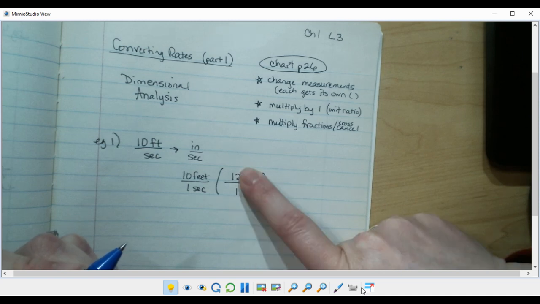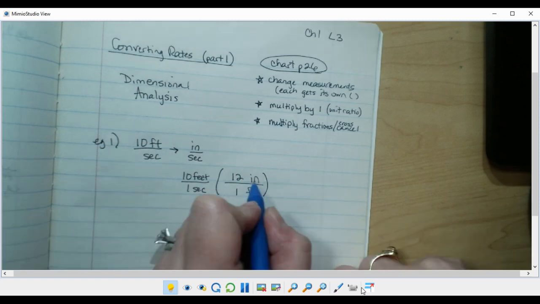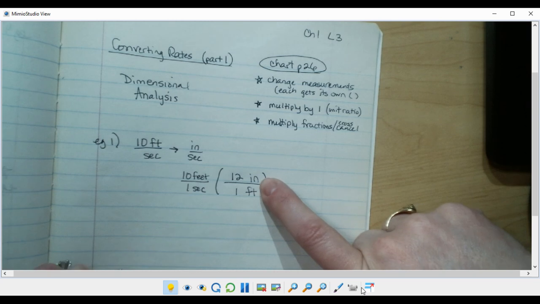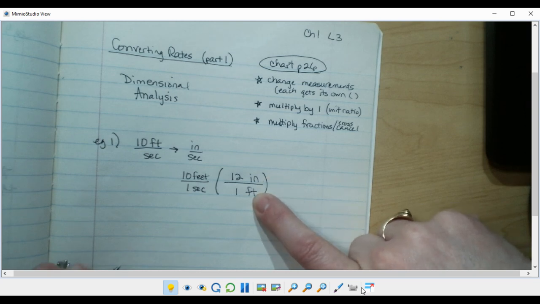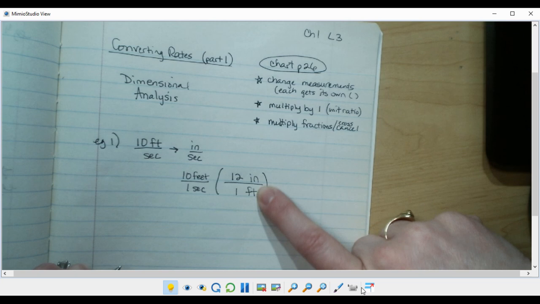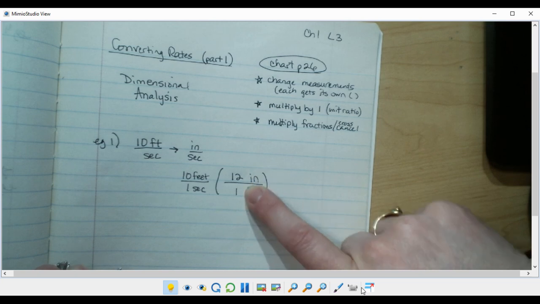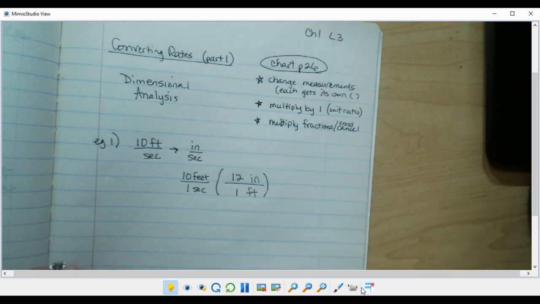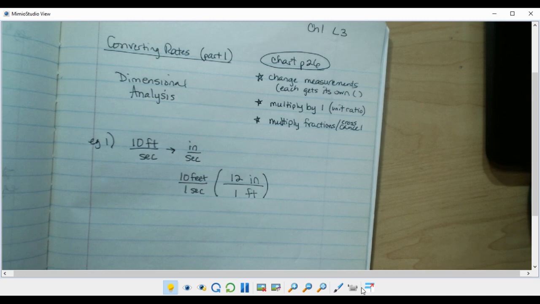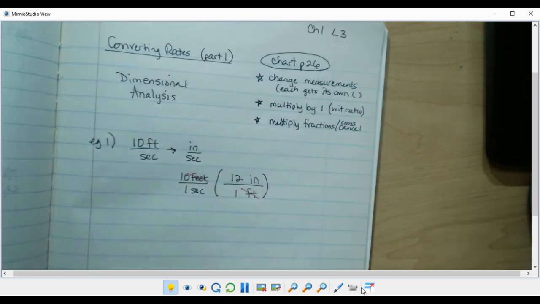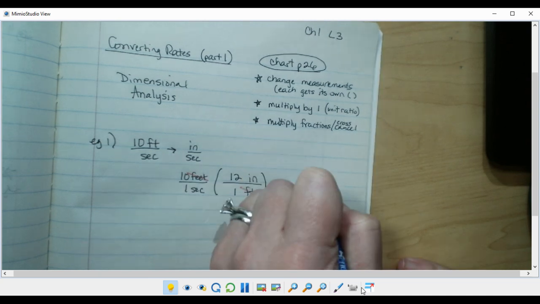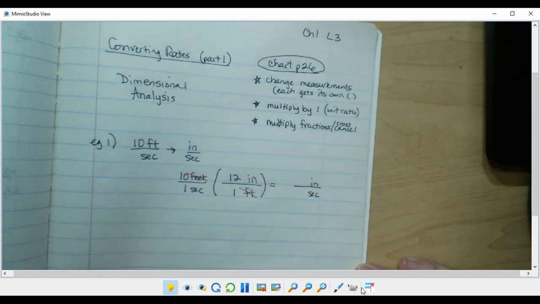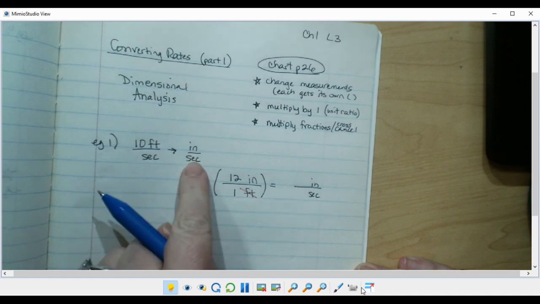This was the unit ratio, right? 12 inches is like a nickname for 1 foot. And 1 foot is like a nickname for 12 inches. These are the same thing, just labeled a little differently. Now I can go cross things off. Remember, something on the top and something on the bottom. We're left with inches and seconds, which is good because that's what I was hoping for.